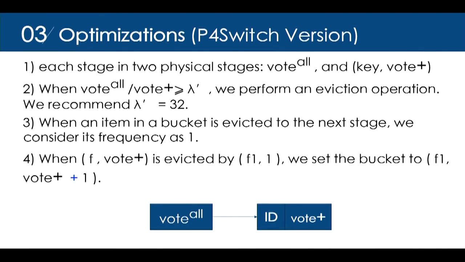And based on the hardware version, we propose the P4 switch version. There are some differences. We only show the key difference. For each stage, or we say each subtable in the hardware version, we split it into two stages. The first stage is to store the negative votes, and the second stage is to store the flow ID and the positive votes. This is a little complicated. More details can be found in our technical report.